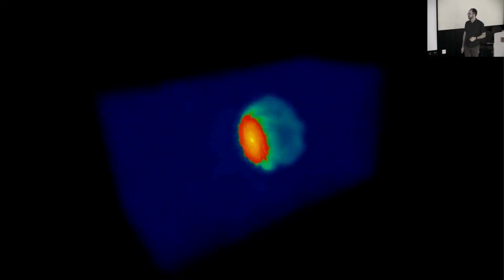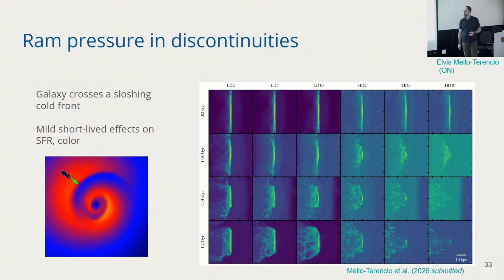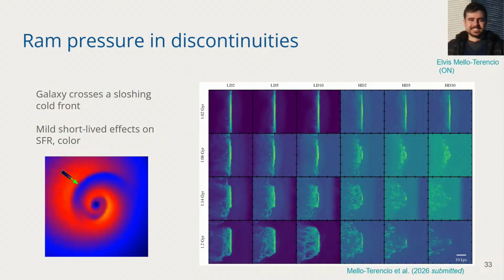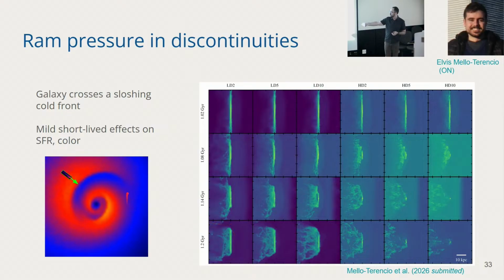and then we can study all sorts of properties of gas loss and star formation, etc. This was the work of another master student, Elvis Melo Terencio, who's currently starting his PhD at Observatório Nacional. And in this project specifically, we asked the question of what would happen to a jellyfish galaxy if it crossed a sloshing cold front. I haven't introduced the topic of cluster mergers yet, but sloshing is a phenomenon that occurs when a galaxy cluster is perturbed by a collision, and the cool core of the cluster, the cold gas, is disturbed and gives rise to these large-scale spirals.